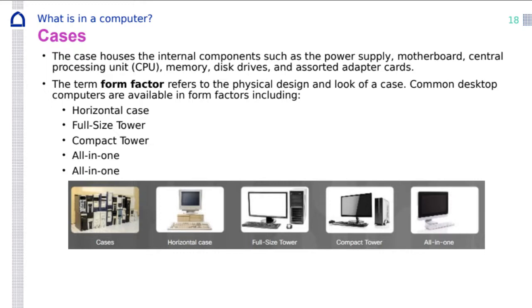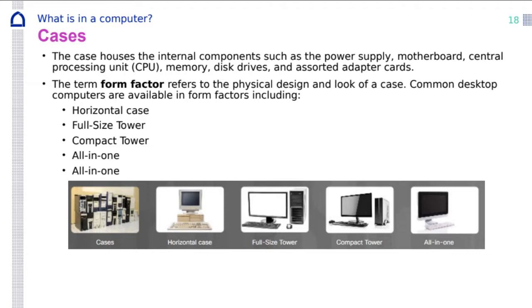For example, we have horizontal case. You can see the images here. Horizontal. We have full-size tower. We have compact tower, smaller. All-in-one. You don't see the CPU here, right? You don't see the case. It's just the monitor. Inside the monitor, it has all the parts of the computer. And then you have the keyboard and mouse.